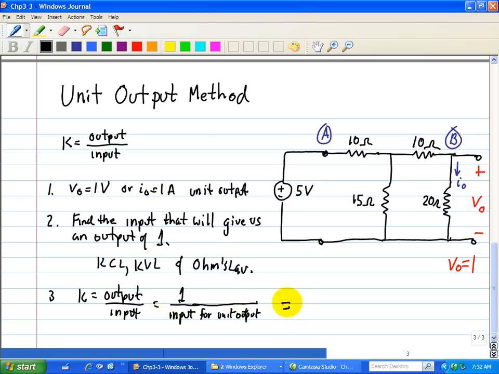Once we figure that out, then we can find the output for any input using VO is equal to KVS, or Y equals KX, where X is the input, Y is an output.